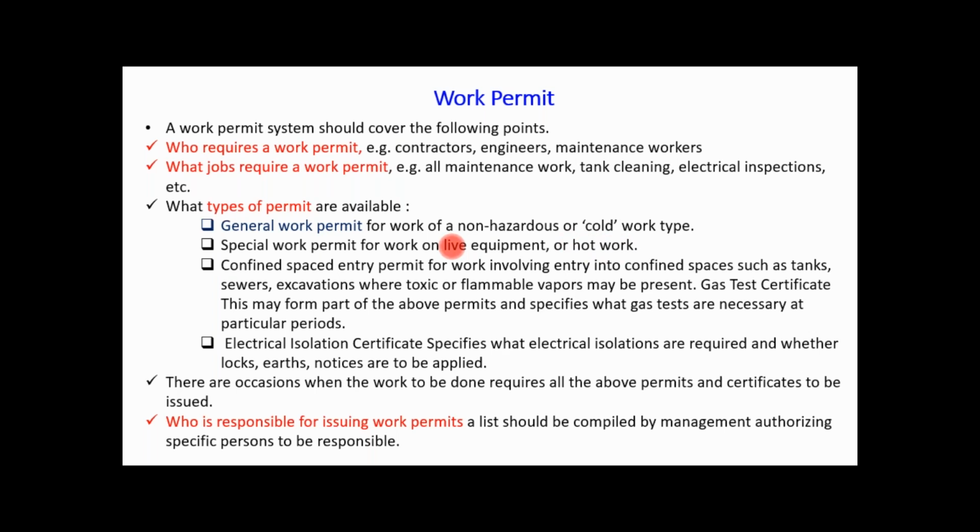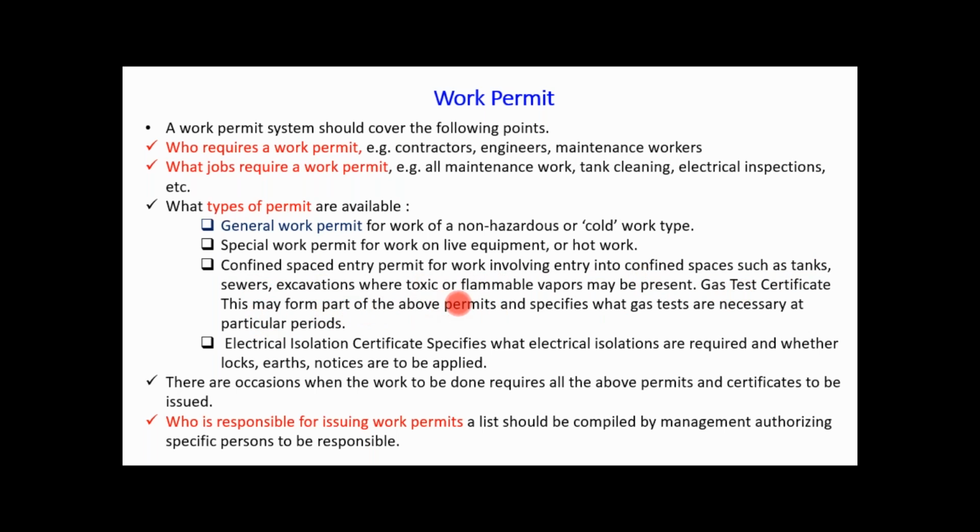Or some live equipment, meaning the equipment is already running as a production step, and still we have to utilize this equipment for a specific testing, a specific inspection, or for a specific repair or replacement task. Then we have to use a special work permit system, because these equipments or these lines are already live. Then confined spaces. We have already discussed confined spaces, where the work involved may be in tanks, sewers, excavations where toxic or flammable vapors may be present.